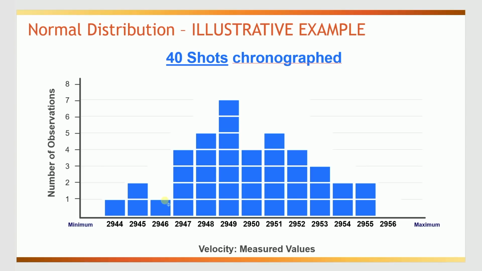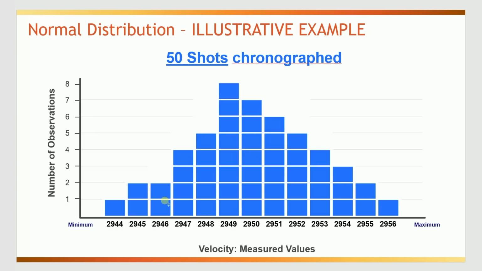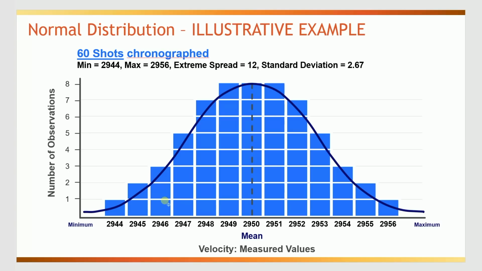Then you shoot 40 shots. You'll notice that as you gather more and more data, the data will start to cluster around the mean. You'll get more data points in the center. As an example, by the time you hit 60, in this example that is just illustrating the point, it'll begin to represent what we call a normal distribution, or this bell curve shape. So in this example, we have 60 shots.